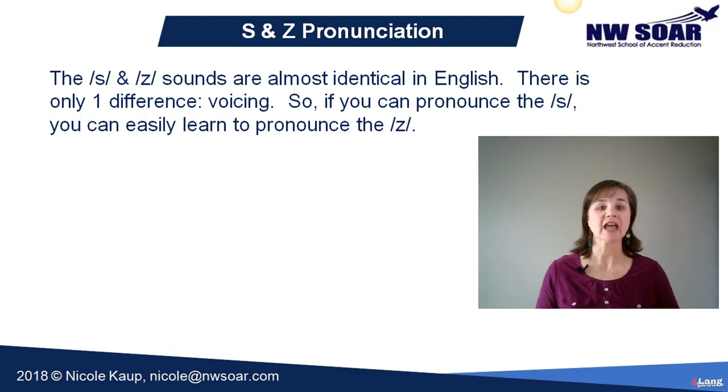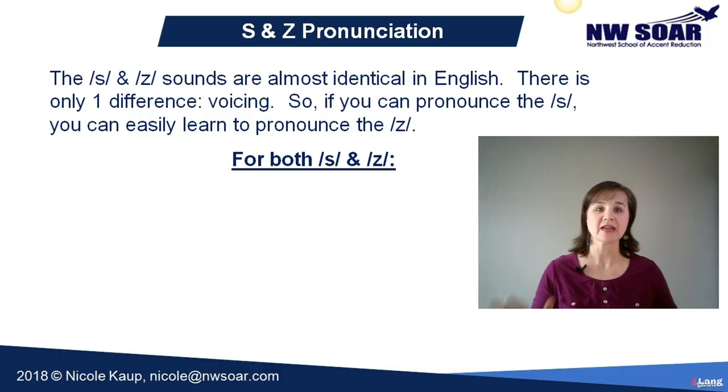As you probably already know, English spelling can at times be inconsistent and confusing. And unfortunately, this can be the case with S and Z sounds. So I'm going to give you some rules and word lists to help you out. The S and Z sounds are almost identical in English. There is only one difference, and that's voicing. So if you can pronounce the S, you can easily learn to pronounce the Z as well. Let's take a look at both of these sounds.